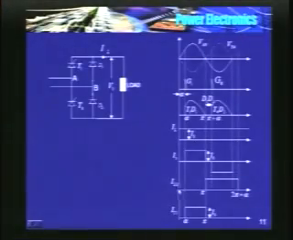So please, there is a small mistake here. T1, D1, this should be D1. T1, D2, this should be D2, D3. So here D3 and D2 start conducting, and here T4 and D3. So this is the current waveform of ID3.